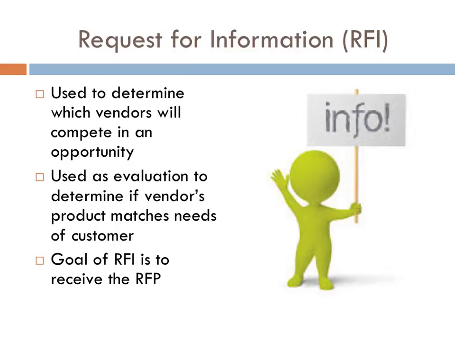So there is a thing called a request for information. This is an RFI. It is used to determine which vendors will compete in an opportunity. It usually includes information about the customer, such as just general info about the company, the product portfolio, and the customer's experience in the relevant field. It is used as an evaluation to determine if the vendor's product matches the needs of the customer.